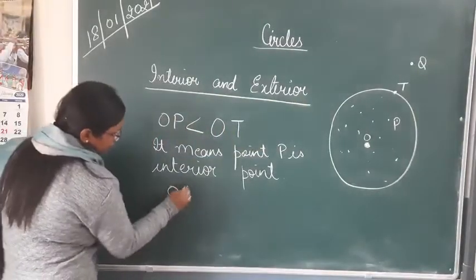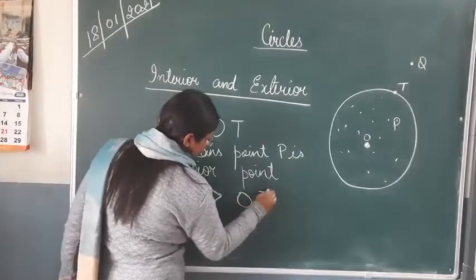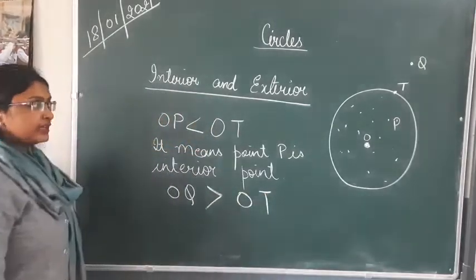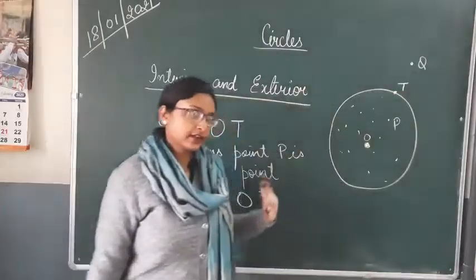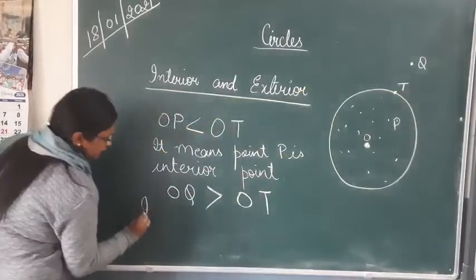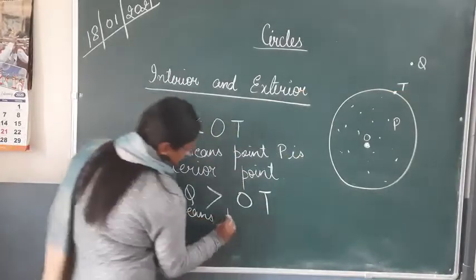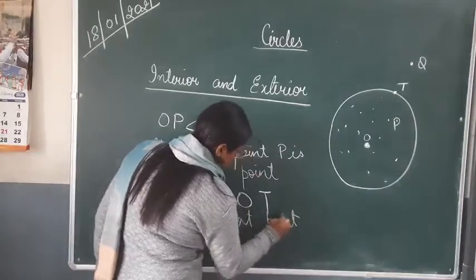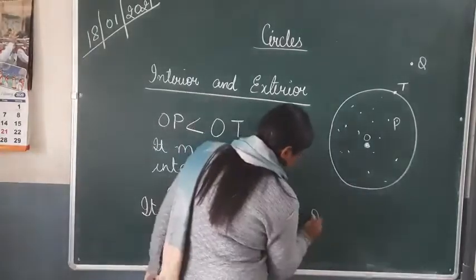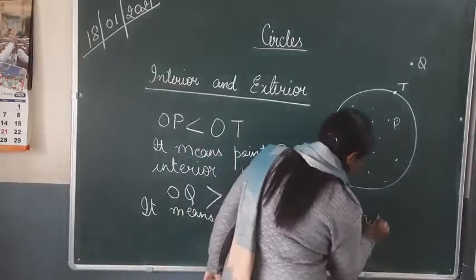OQ is greater than OT. Okay, that means this point Q lies outside of the circle. It means that point Q is an exterior point.